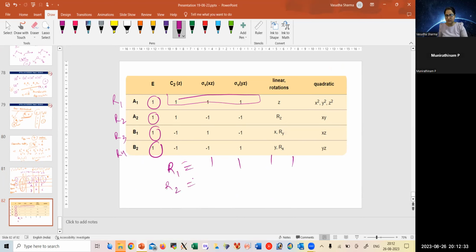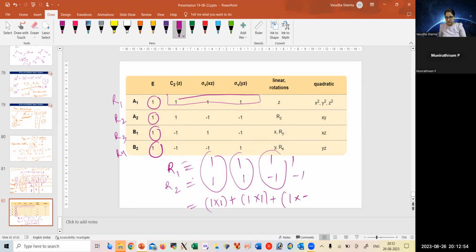Now row 2, if I'm taking 1, I'm taking this from the above: 1, minus 1, minus 1. Now multiply each column's element and then add on. So it would become 1 into 1 plus this 1 into 1 plus now this 1 into minus 1 plus 1 into minus 1. Now add on.